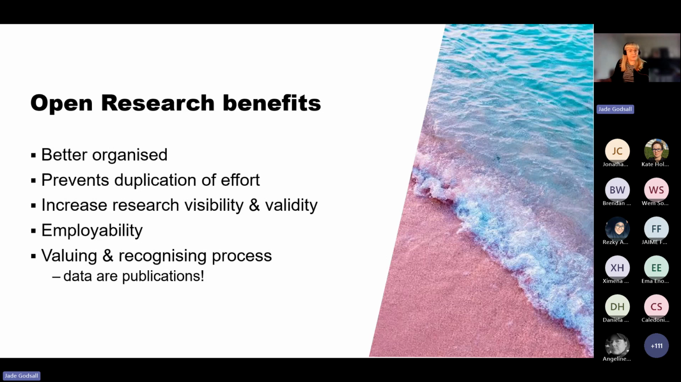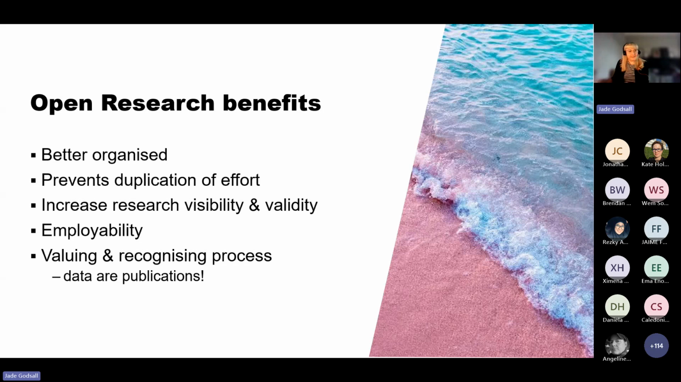So what are the benefits? By focusing on transparency and accessibility, your work is naturally going to be better organised. And that also goes on to prevent duplication of effort, whether that's if you're working with a team and you've already set up a collaboration space, so you're all working from the same place, or maybe it's reusing other researchers' data. It also increases research visibility and validity. By making your research more accessible, naturally more people are going to read it. And by publishing your underlying data, maybe your methods, more people can read, reuse, and reproduce your methods and findings as well. Also employability.